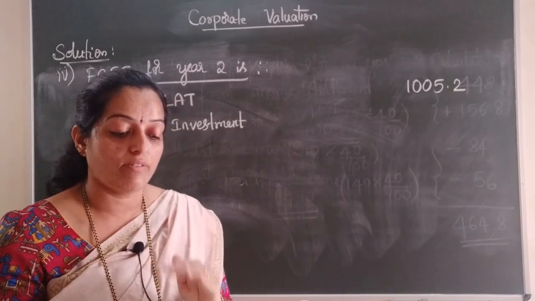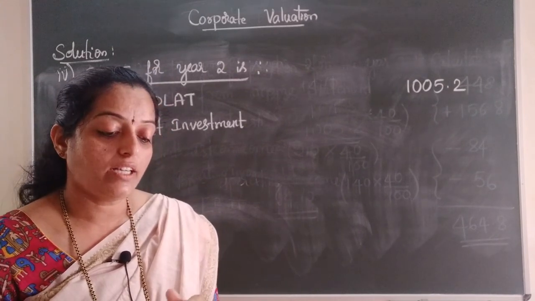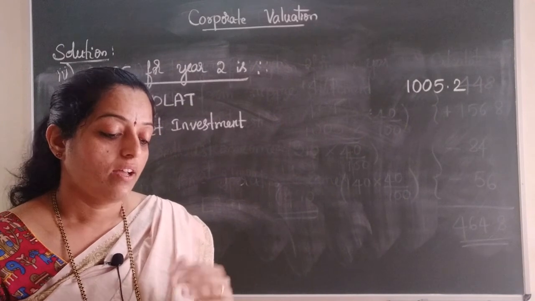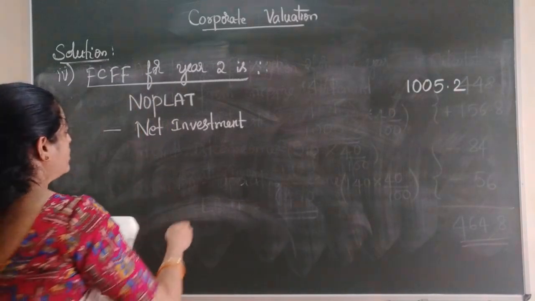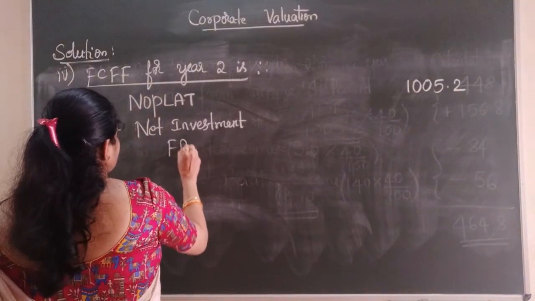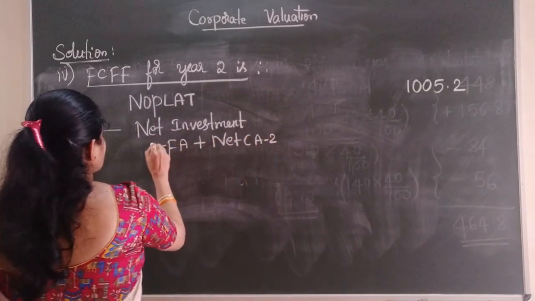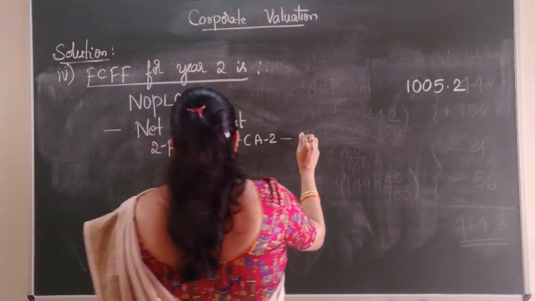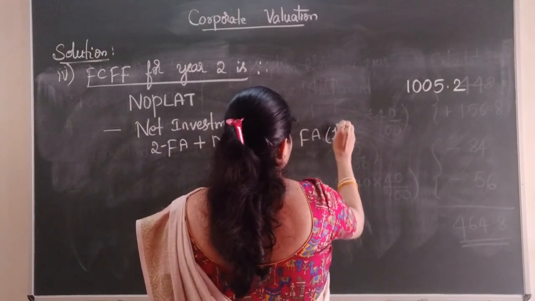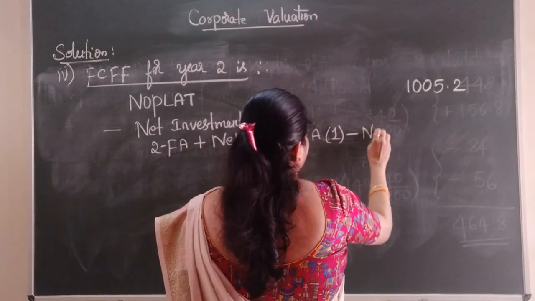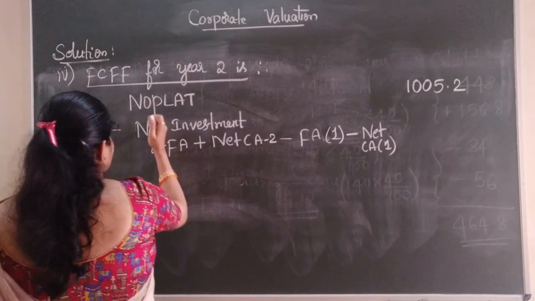See, once again I will explain. Net investment is nothing but fixed assets of the second year plus net current assets of the second year, minus fixed assets of the previous year, minus net current assets of the previous year. So, this is for year 2.